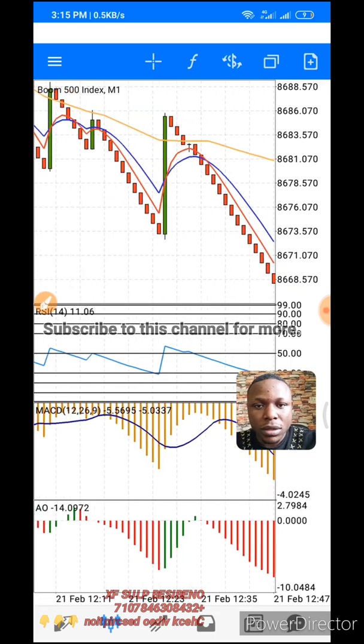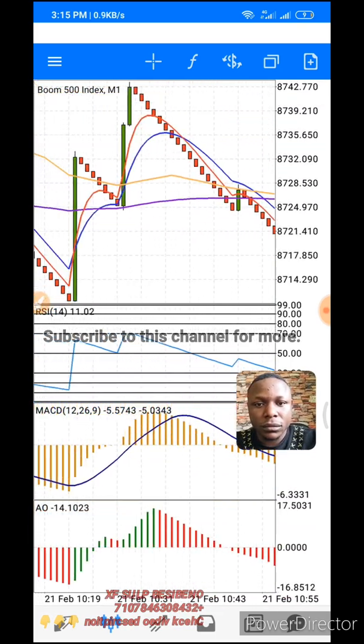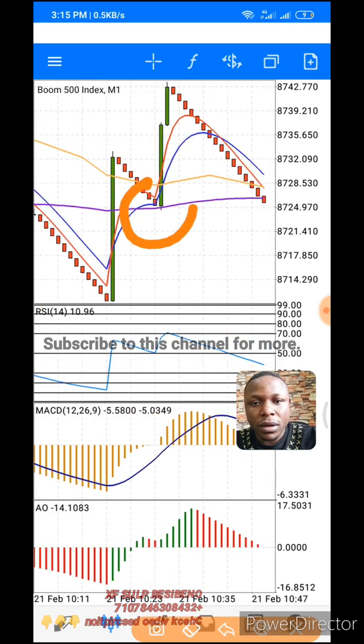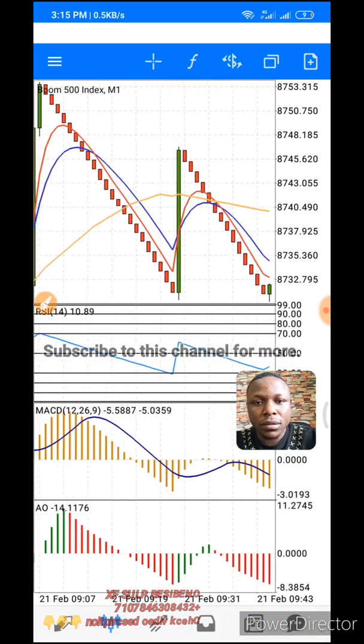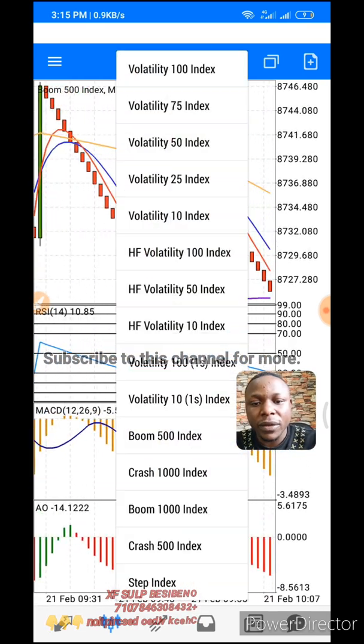You can see that. There was no crossing here before another spike. You can see that. So that's it, that's for Boom 500.